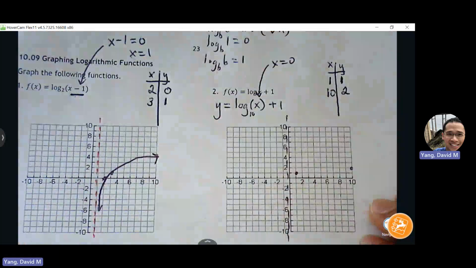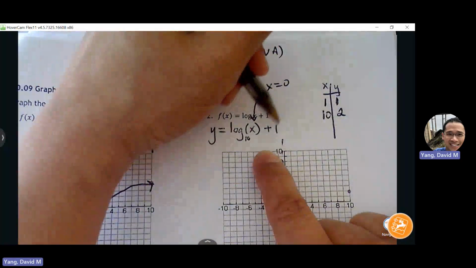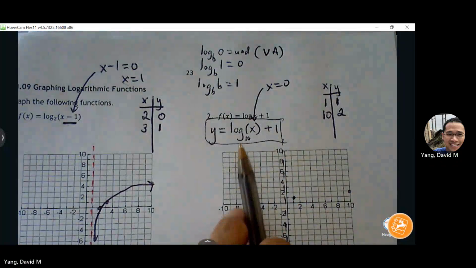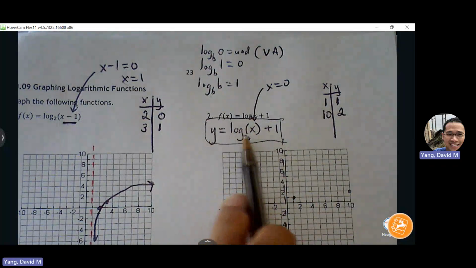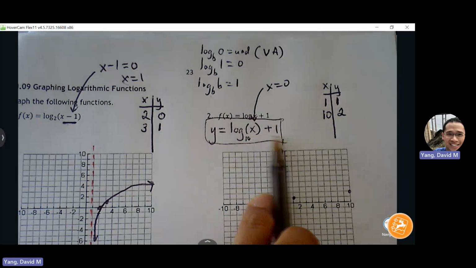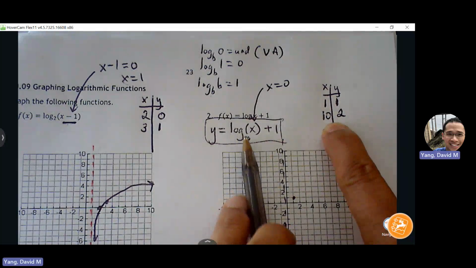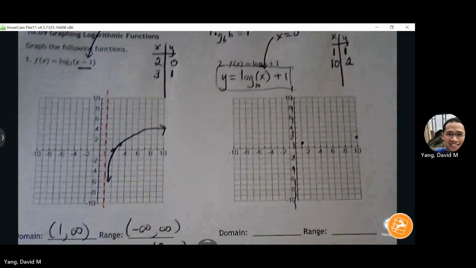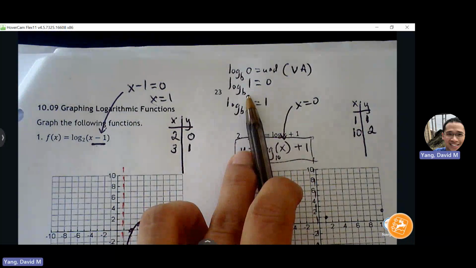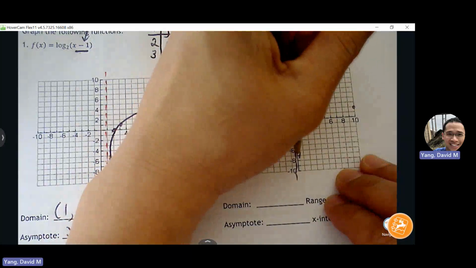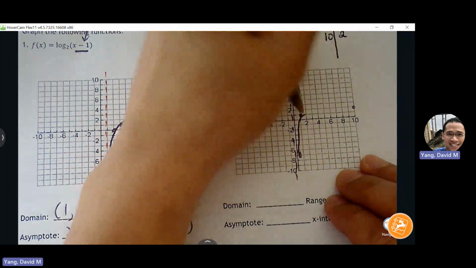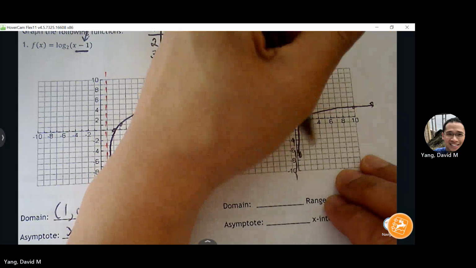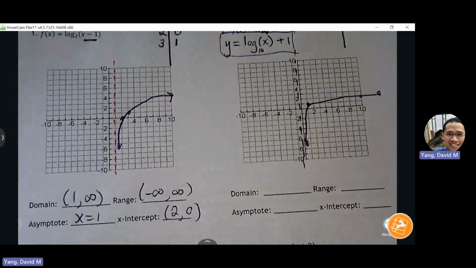I know it's 2 for y for 10, because this is my equation. If I want to find my y value, I have to find this plus 1. So if I plug 10 in for x, log base 10 of 10 is 1. 1 plus 1 is 2, so y is equal to 2. Log base 10 of 1 is 0, because log of 1 is always 0. It doesn't matter what the base is. Okay, so 10, 2. This graph is growing very, very slowly, so it's almost looking like a flat line there.